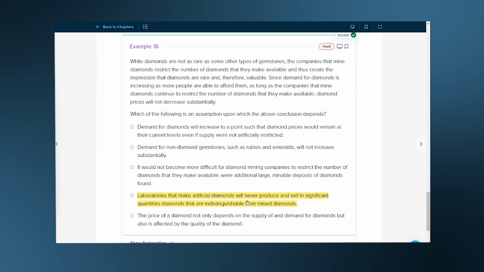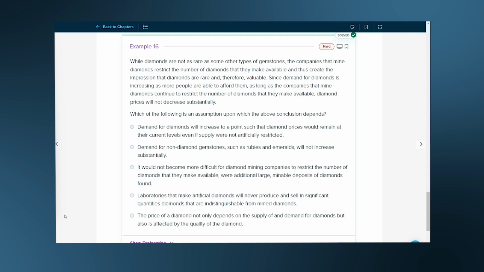D, laboratories that make artificial diamonds will never produce and sell in significant quantities diamonds that are indistinguishable from mined diamonds. Here we go. This answer is just detailed enough to work. If labs did produce and sell large amounts of artificial diamonds that were not subject to the constraints of the diamond mining company's market manipulation tactics, then it could be true that the companies could still be restricting the number of diamonds they make available. And it could also be true that the price of diamonds significantly decreased, rendering this conclusion invalid. This is an assumption that the argument relies on.